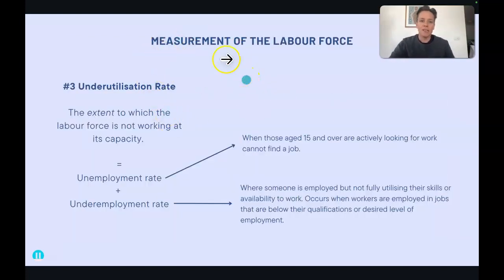Okay, and then the last one, team, the measurement of the labour force. So this is the underutilisation rate. This one comes up a lot as well. It's a little bit tricky to get your head around, but stick with me, you'll be fine. So we're dealing with the extent to which the labour force is not working at its full capacity, all right? Now that includes unemployed people. So we've got a segment of our labour force who have put their hand up to say, I need a job, I'd like to work, and for whatever reason, they're just unable to find a job. So those people are not being fully utilised.